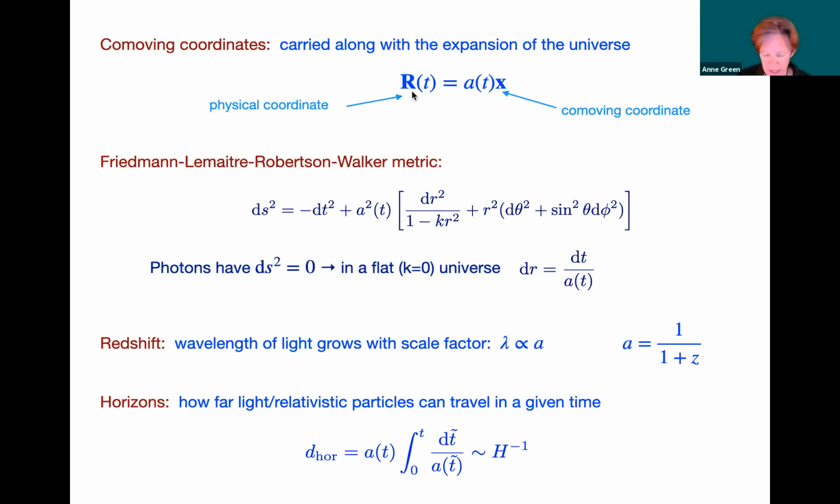And this is useful because it allows us to write a relationship between the scale factor a and redshift z. And redshift is the thing that's actually measurable, for instance, from the redshifts of spectral lines.